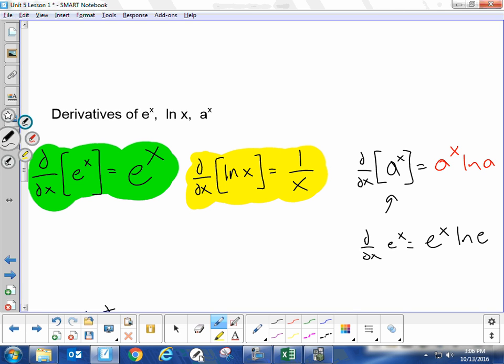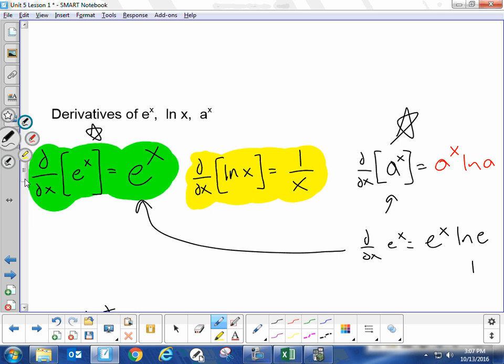Does that confirm with this? Why, Mr. Buckner? Because log of e is just 1, exactly. So you can actually think about just this rule for all situations when you have x to a power. It's just when you have e to the x, you have log e, which is just 1, which just goes away. So sure, memorize this and you have everything, but understand that that's the shortcut and you can just go right there.